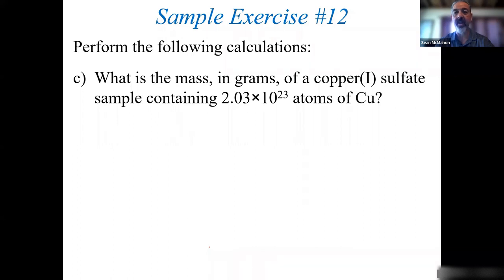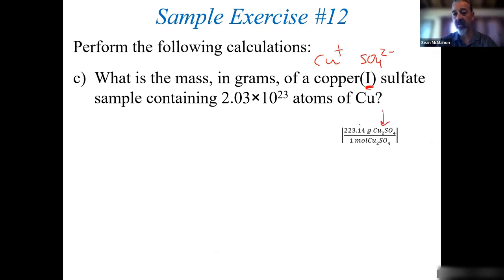So what is the mass in grams of a copper 1 sulfate sample containing 2.03 times 10 to the 23rd atoms of copper? So copper, I think I said copper 2. I'm sorry, copper 1 sulfate. So you need to know the formula. So it's copper 1 sulfate.